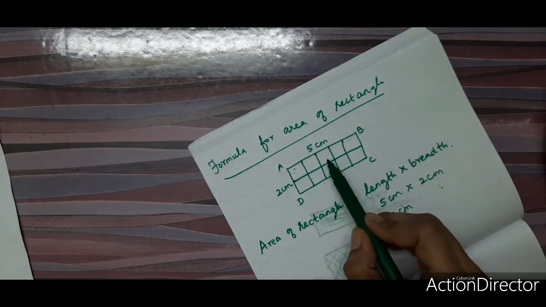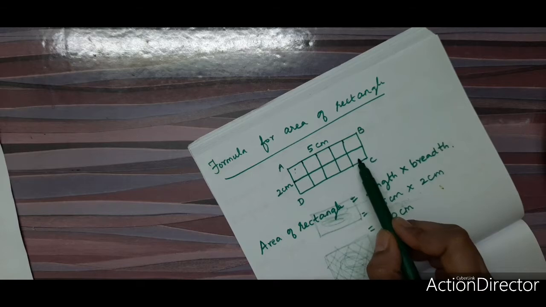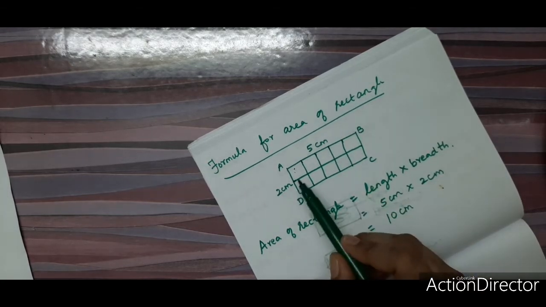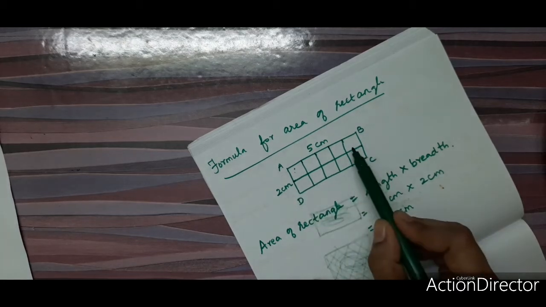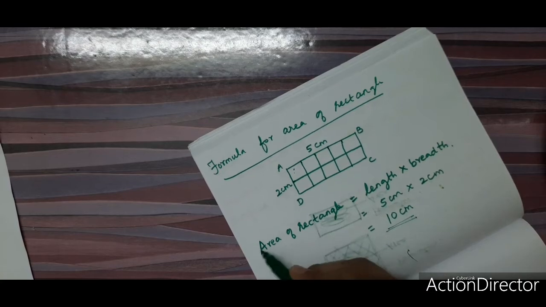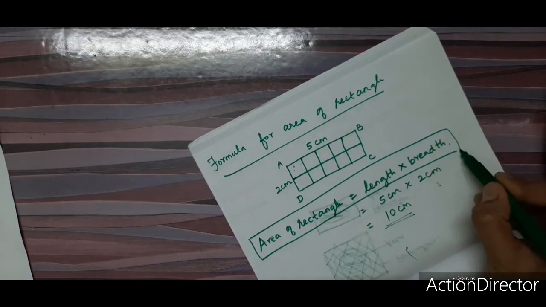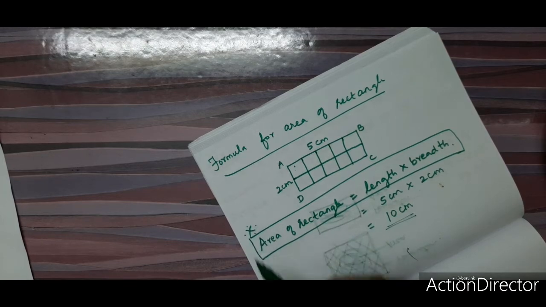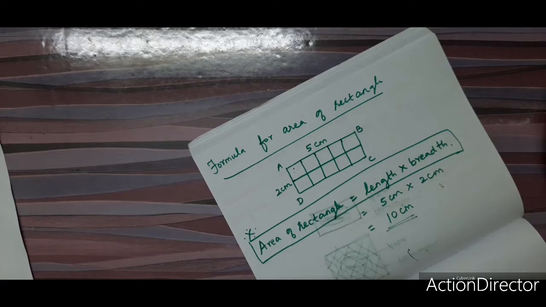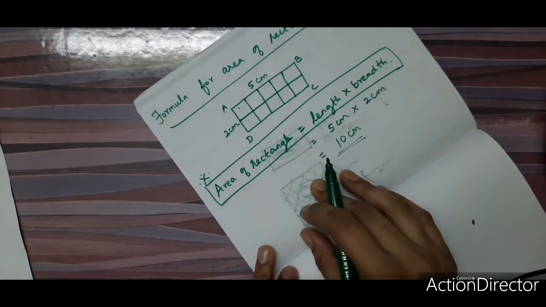1, 2, 3, 4, 5, 6, 7, 8, 9, 10. So totally 10 boxes are there, that is 10 centimeters. So the area of this rectangle is 10 centimeters. So what is the formula? Area of the rectangle is length into breadth. Okay, so this is the formula for area of rectangle.